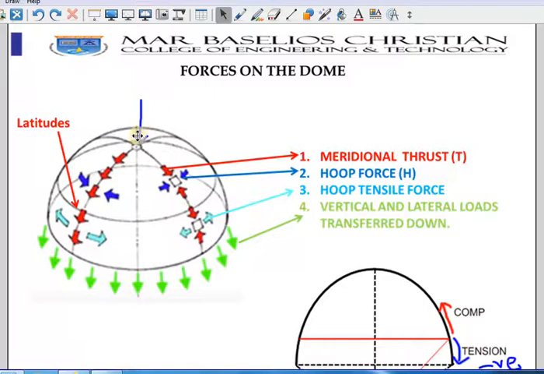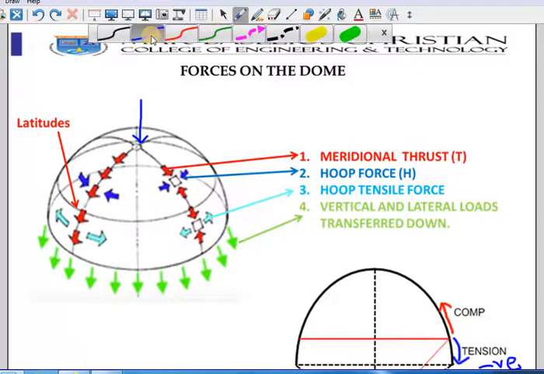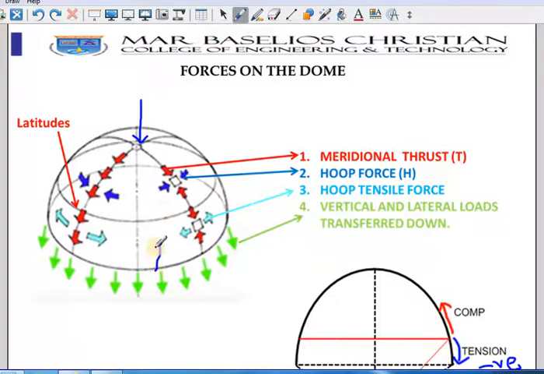I want you to visualize that you are taking a plastic ball or rubber ball and you apply a force. What will happen is, if at all it breaks, it will break at the bottom mainly. It will start tearing from here.